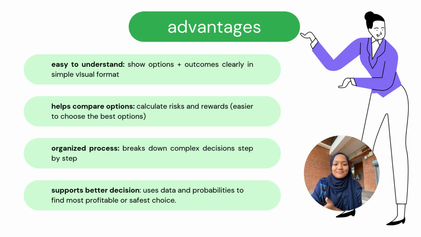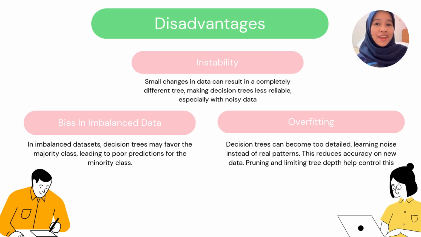choice. Decision trees are useful, but they have some disadvantages. One problem is instability, which is that even a small change in data can completely change the tree. This makes it unreliable, especially with messy or changing data. Another issue is bias in imbalanced data. If one category appears more often than others, the tree may favor it and ignore smaller categories. This can lead to unfair or inaccurate predictions.